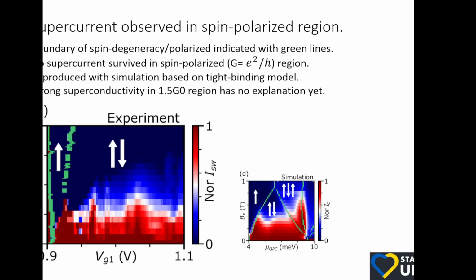And then we also extracted, here in an experiment, the region of spin polarized from normal transport, and we did the same in the simulation. And in the simulation and in experiment, we get no supercurrent in the spin polarized regime. Unfortunately, perhaps, right? Because what if there was supercurrent here, in this regime where only one spin is transmitting, and we got some signal here, or some signal here. What would that mean?